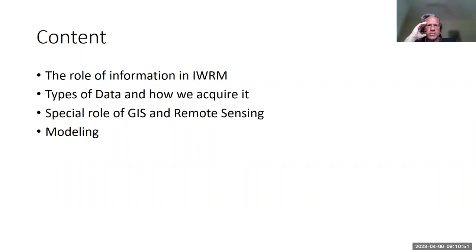Today we will talk about the role of information in IWM, types of data and how we acquire it, the special role of GIS and remote sensing, and modeling. As an overview, of course, each one of these topics is rather vast. So, as I said, I hope I make the right selection here. Again, we will have 1 hour for this introductory lecture.